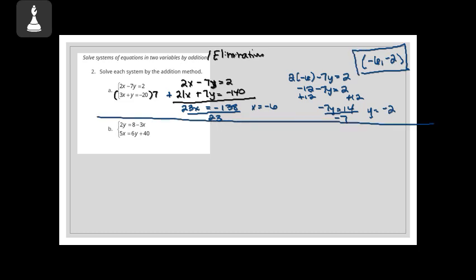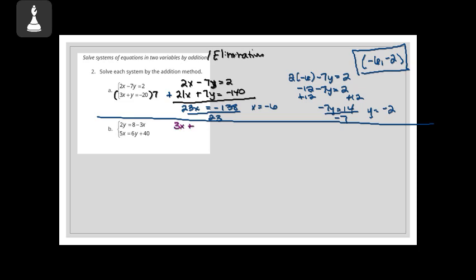All right, next one, we have 2y equals 8 minus 3x, and 5x equals 6y plus 40. So the first problem I see is they are not lined up correctly. We always want to have all the variables on the left side and the numbers on the right side. So what I need to do is move this negative 3x back to the other side. So it's going to add 3x. So 3x plus 2y equals 8.